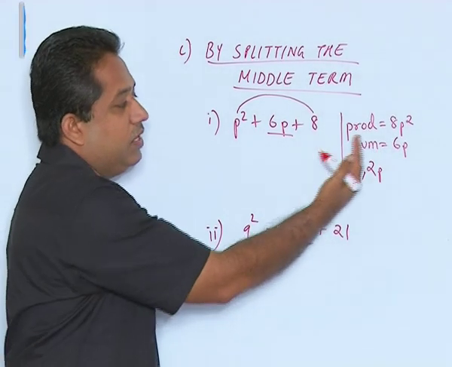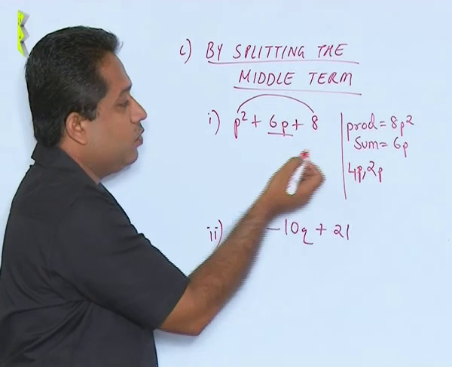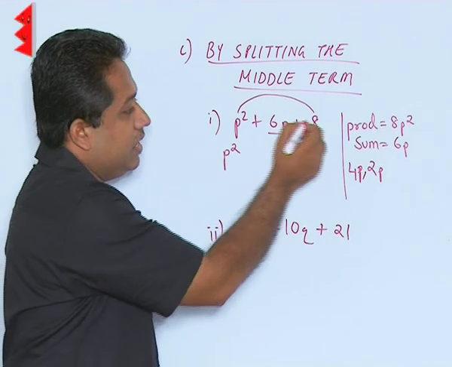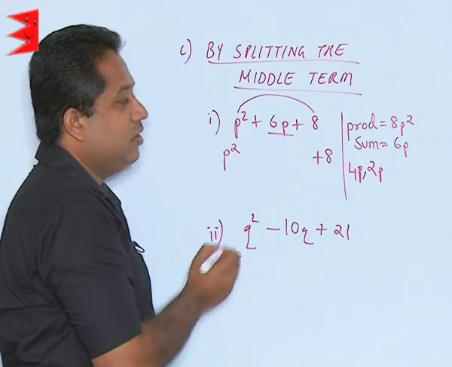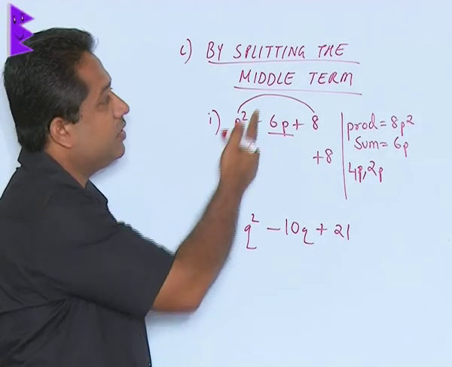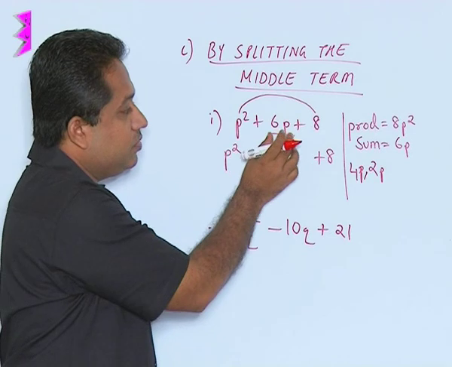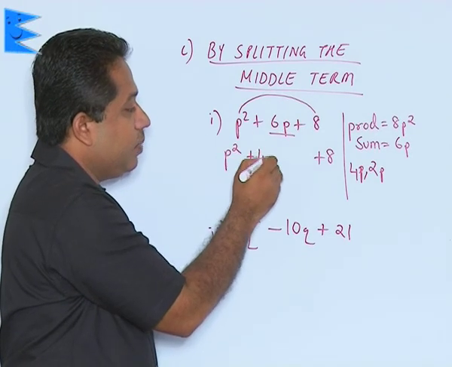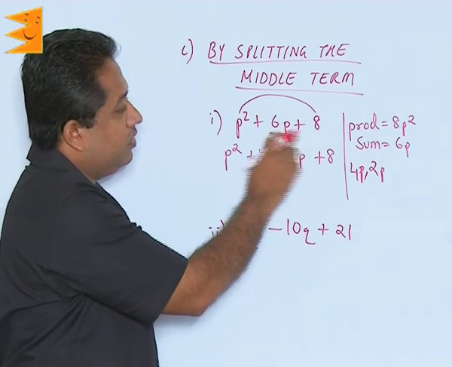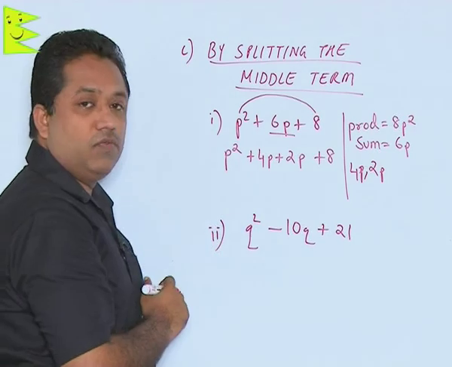So, this has to be performed in the rough. So, once we get the factors 4p and 2p, we will write the first number p square as it is and the last number plus 8 as it is. Only the middle term has to be split into two parts. That is why this is called factorization by splitting the middle term. So, the middle term 6p, we are going to split into two parts, 4p and 2p. So, now this expression which had 3 terms now has been converted into 4 terms.